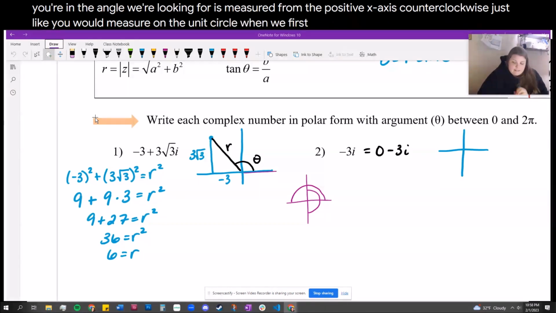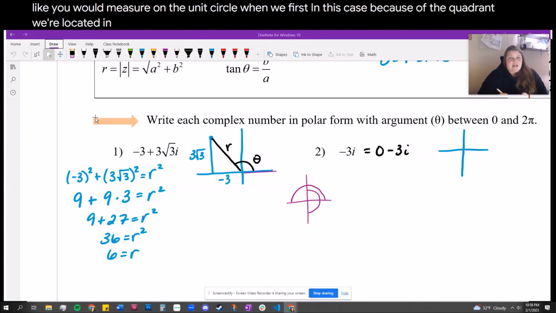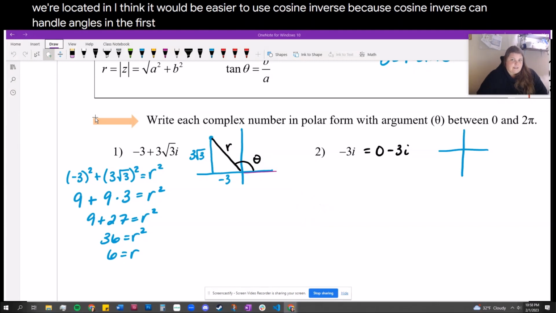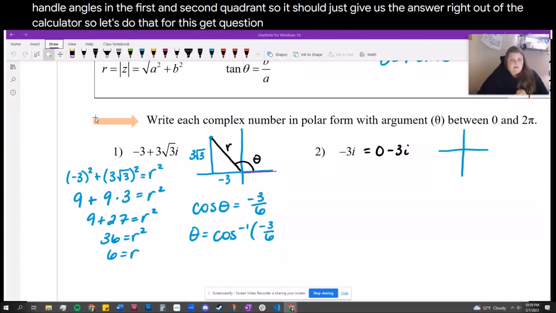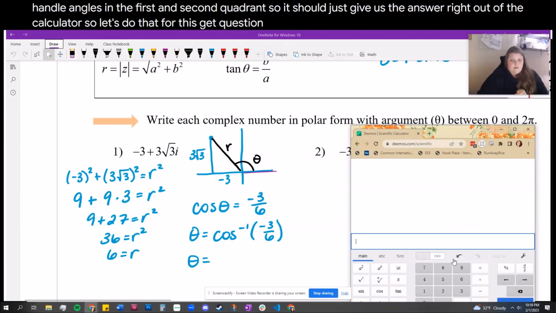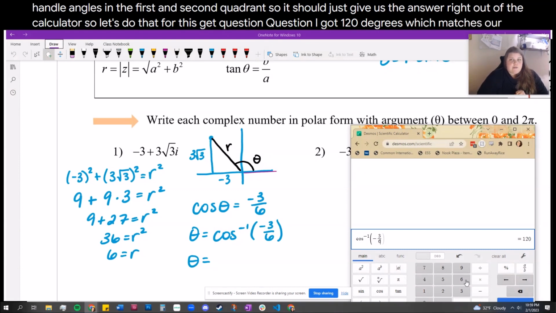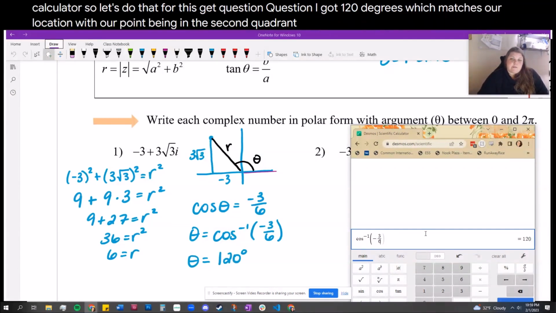In this case, because of the quadrant we're located in, I think it would be easier to use cosine inverse because cosine inverse can handle angles in the first and second quadrant, so it should just give us the answer right out of the calculator. So let's do that for this question. For this question, I got 120 degrees, which matches our location with our point being in the second quadrant.